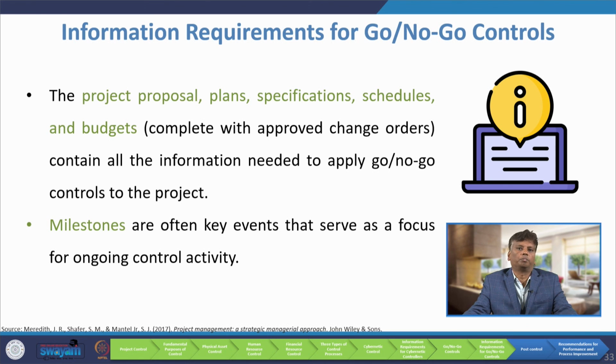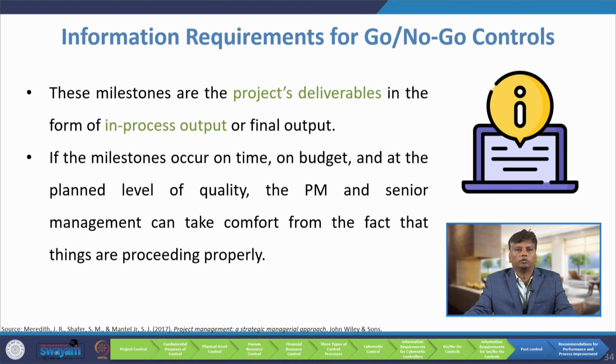The project proposal, plan, specifications, schedule and budgets contain all the information needed to apply go no-go control to the project. Milestones are often key events that serve as a focus for ongoing control activity, whether the milestone is achieved or not achieved. That is why it is go no-go. So, these milestones are the project's deliverables in the form of in-process output or final output. If the milestone occurs on time, on budget and at the planned level of quality, the project manager and the senior management can take comfort from the fact that things are proceeding properly.